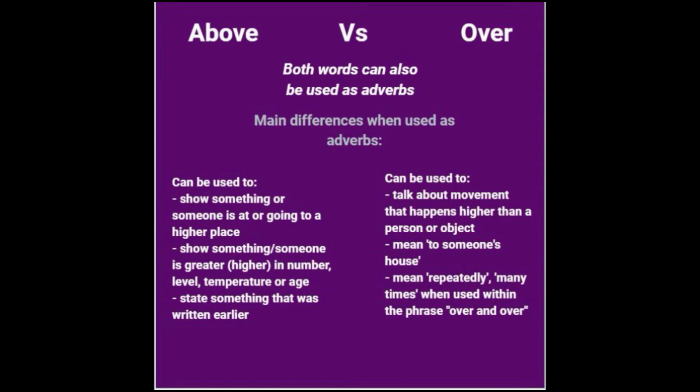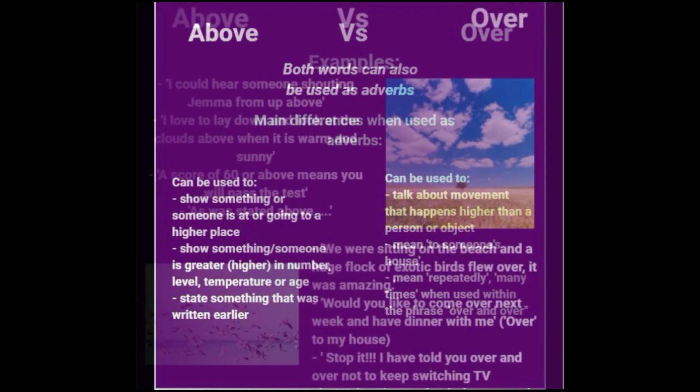And lastly, we can use the phrase over and over. When we use this phrase, it means repeatedly or many times. And usually it has negative connotations. So if I said to you, oh, I've asked you over and over again to send me the email. Please send it to me. It's very important. It's usually when you've asked someone to do something for you and they have not listened.